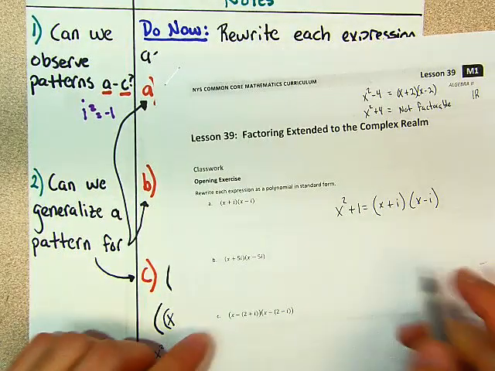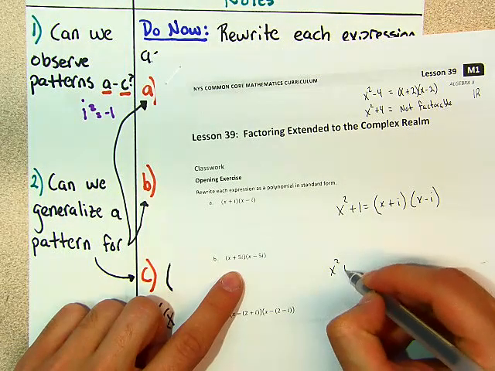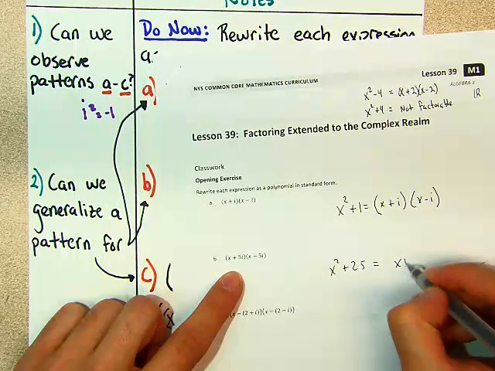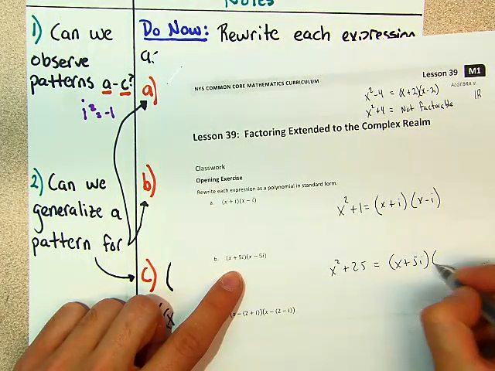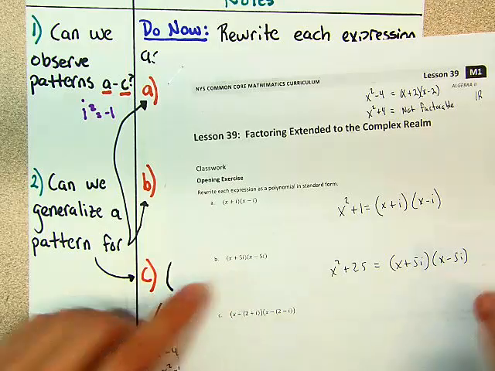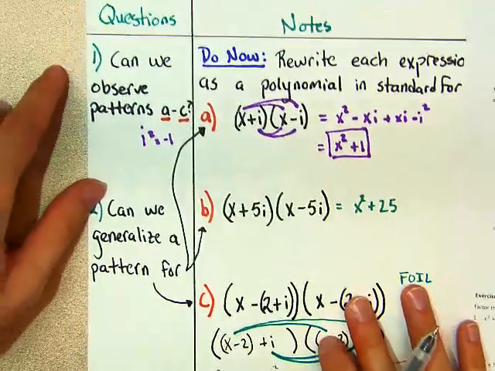Isn't it equal to each other? And same thing with this, x squared plus 25 is equal to x plus 5i times x minus 5i. So this is something to think about. Now here, let's look at question 1.